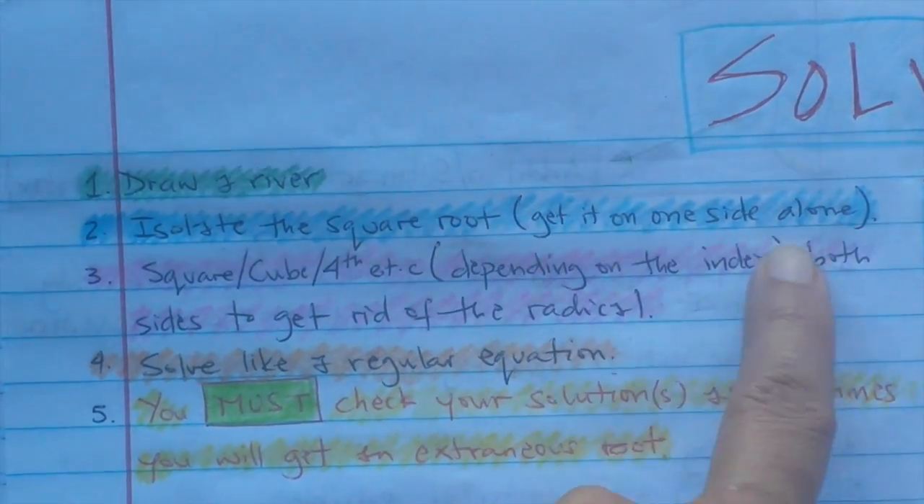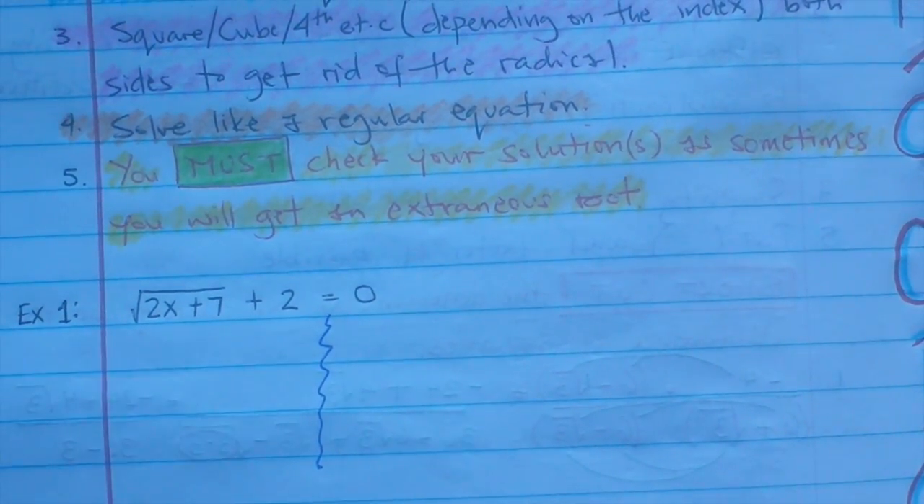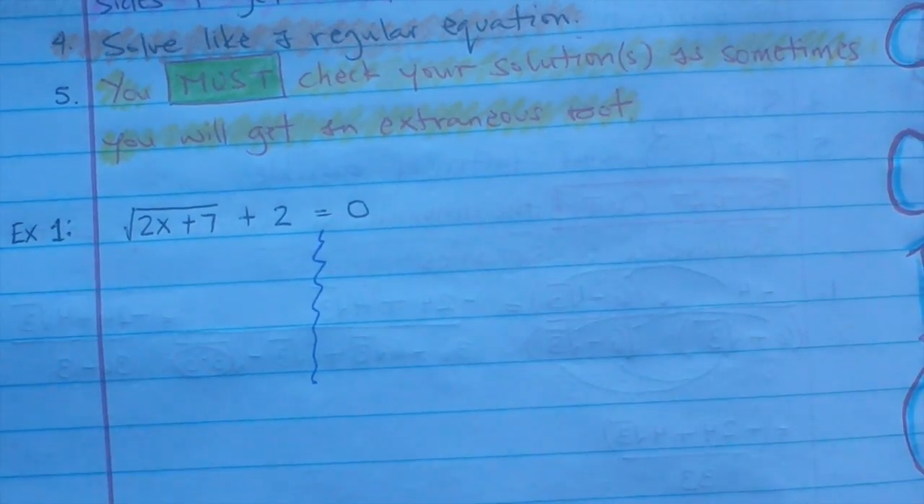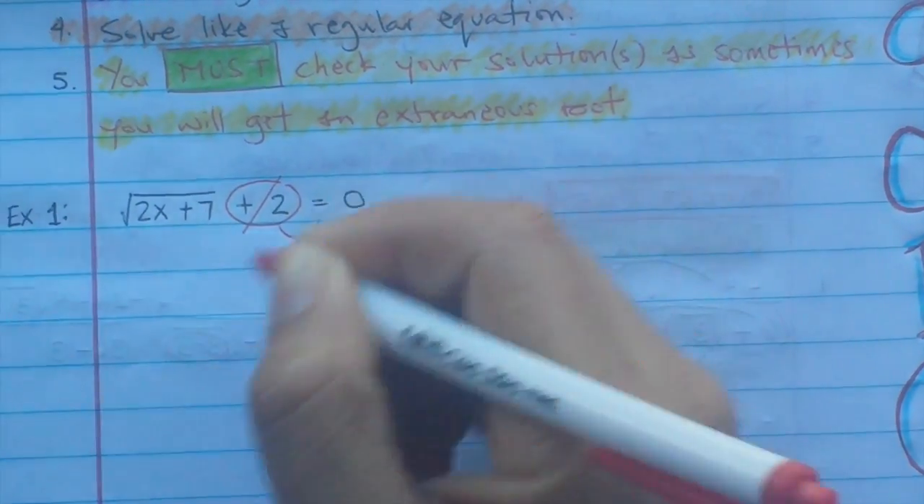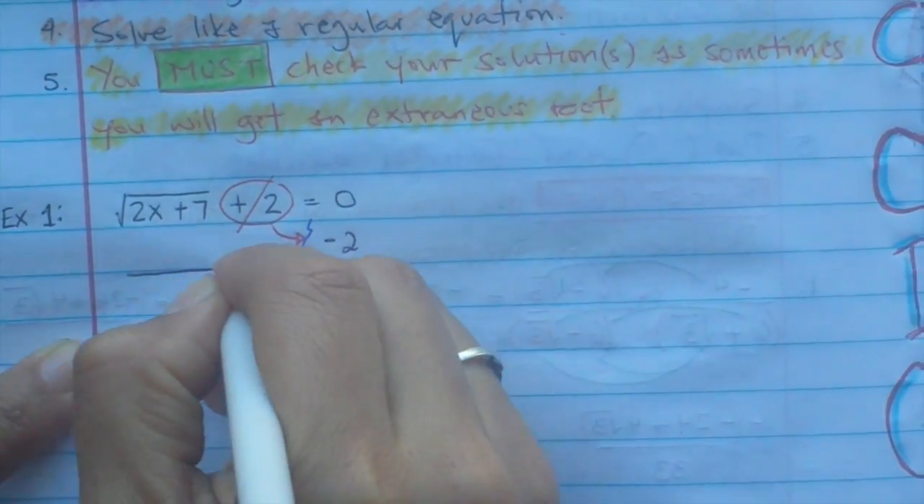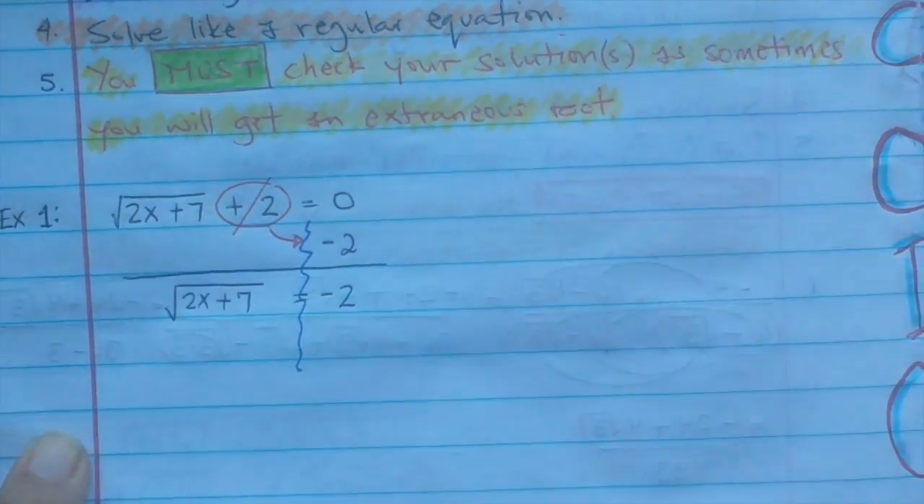Then you're going to isolate the square root. That means get the square root on one side and everything else on the other. So the easiest thing to do would be to take that 2 to the other side. But remember, when you take the 2 to the other side and it crosses the river, what's going to happen? It's going to get wet and it needs to change to a -2. So now you're going to get square root of 2x plus 7 equals -2.